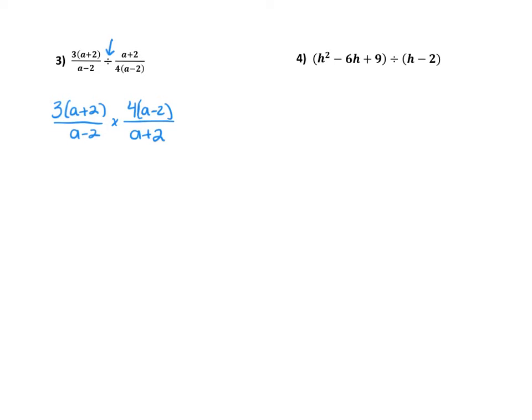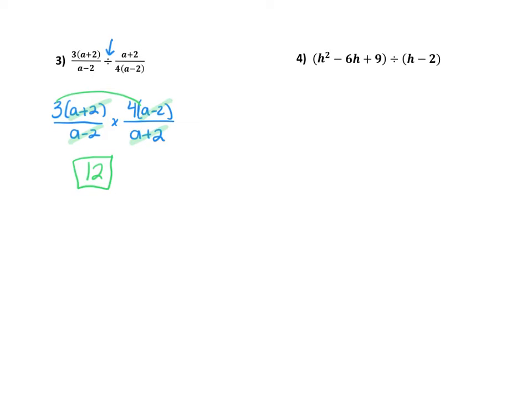Now I just need to look how to simplify. So my a plus 2 and my a plus 2 will simplify. My a minus 2 and my a minus 2 will simplify. So I'll just be left with 3 times 4, and so my final answer will be 12.